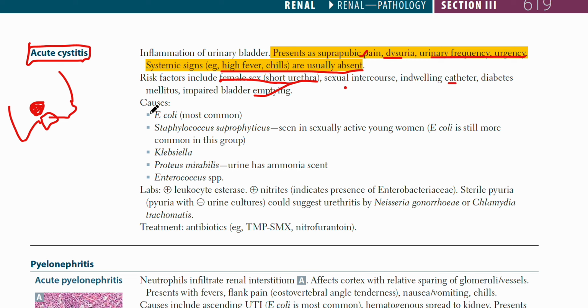The causes are normal flora from the gut that can cause infections like this, right? So E. coli is the most common. Staphylococcus saprophyticus is seen in sexually active young women. E. coli is still more common in this group. And also Klebsiella, Proteus mirabilis, where urine has an ammonia scent, and Enterococcus species. All of these organisms can cause acute cystitis.